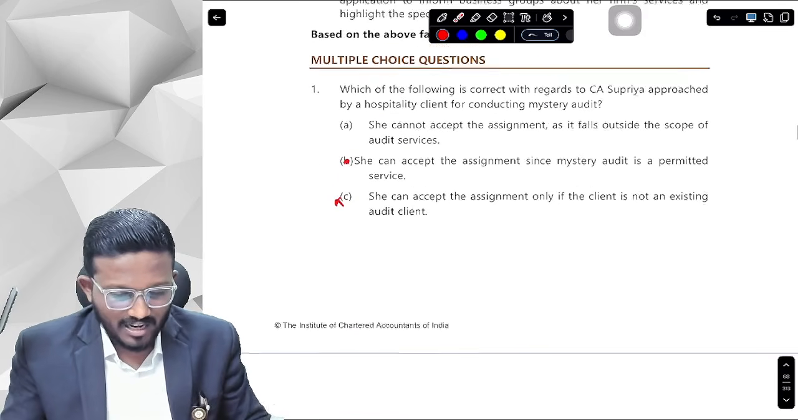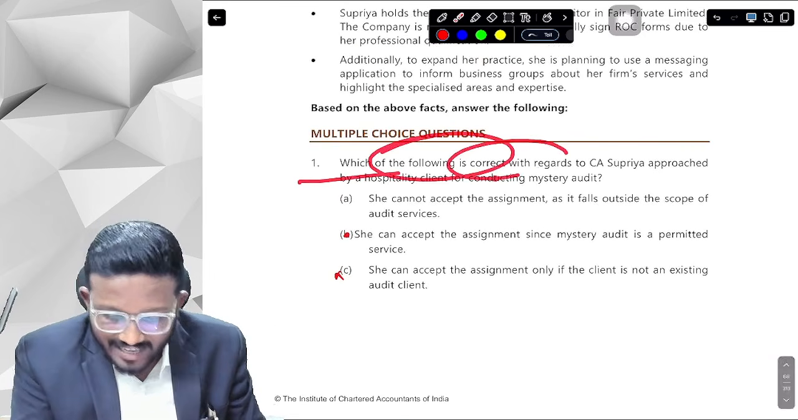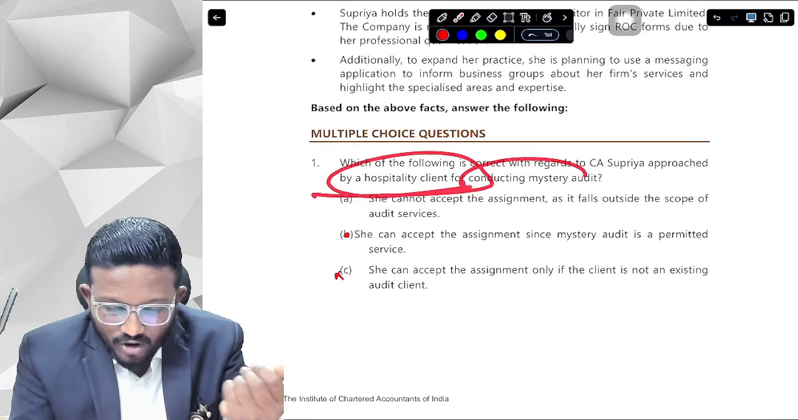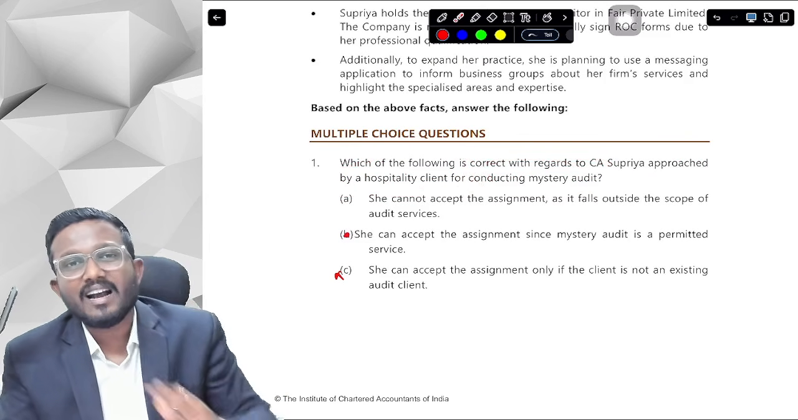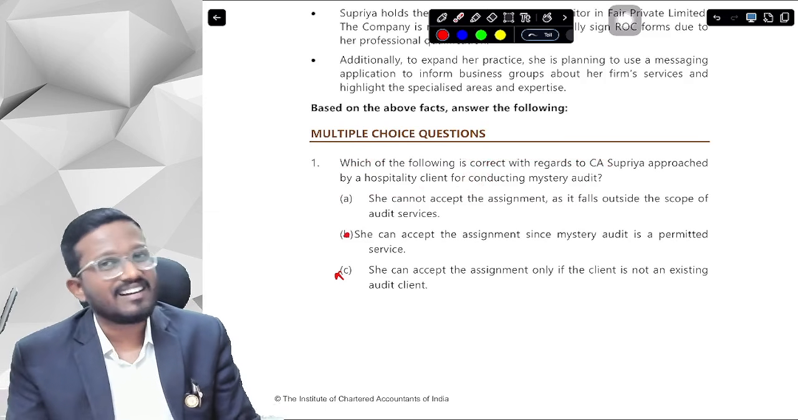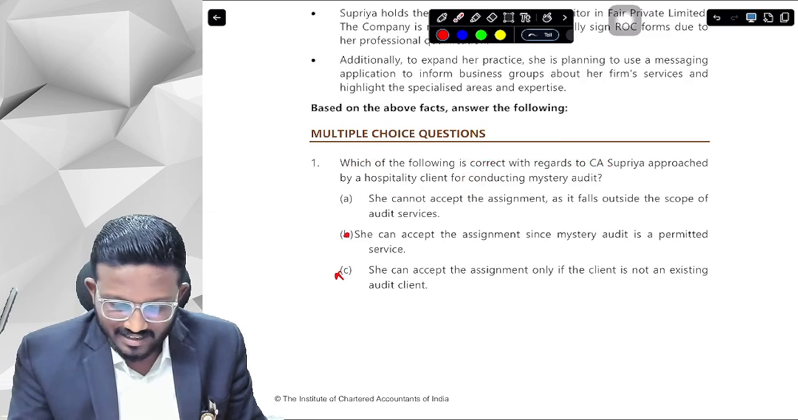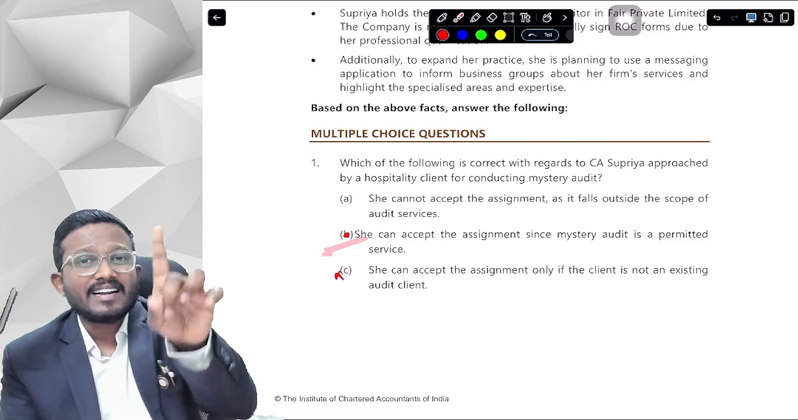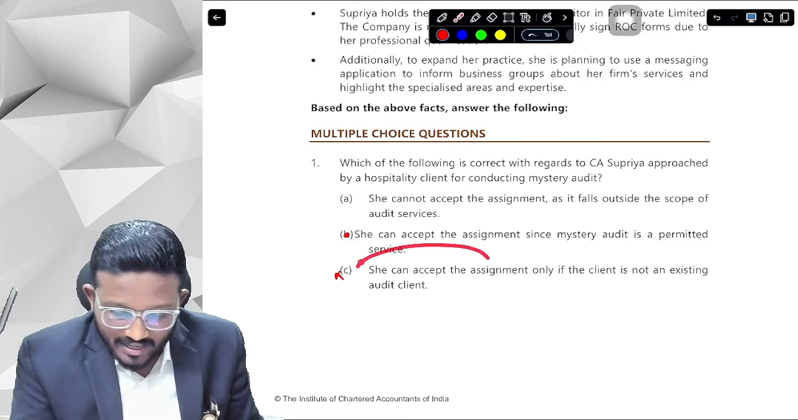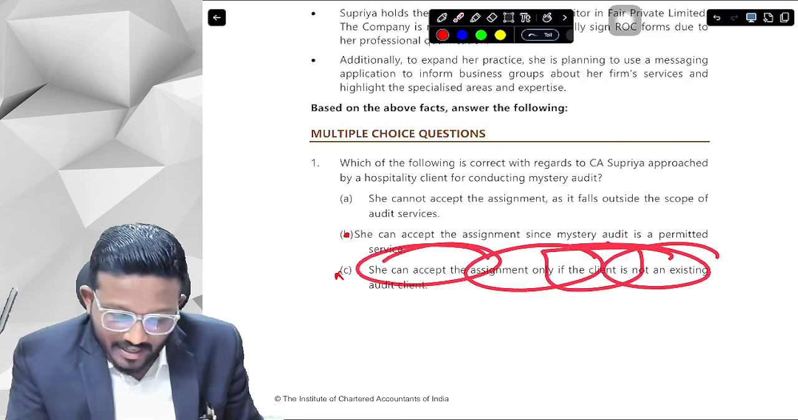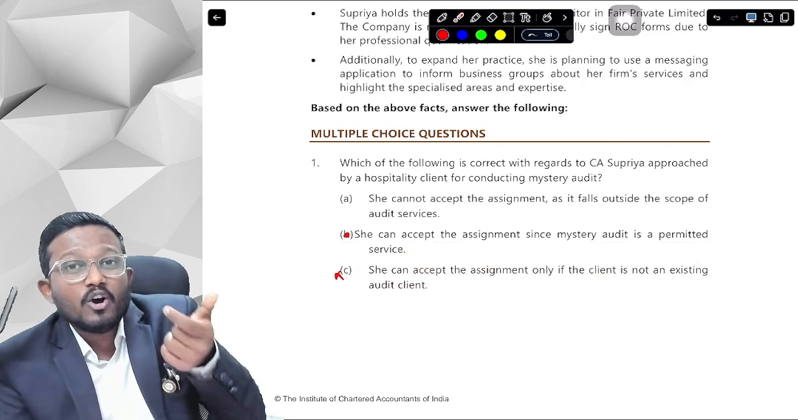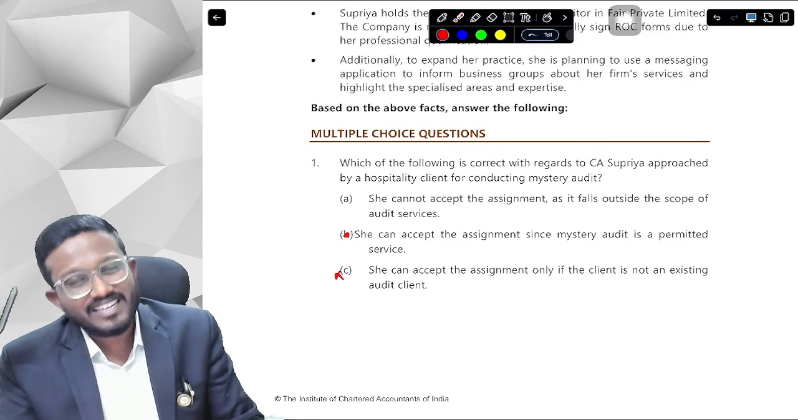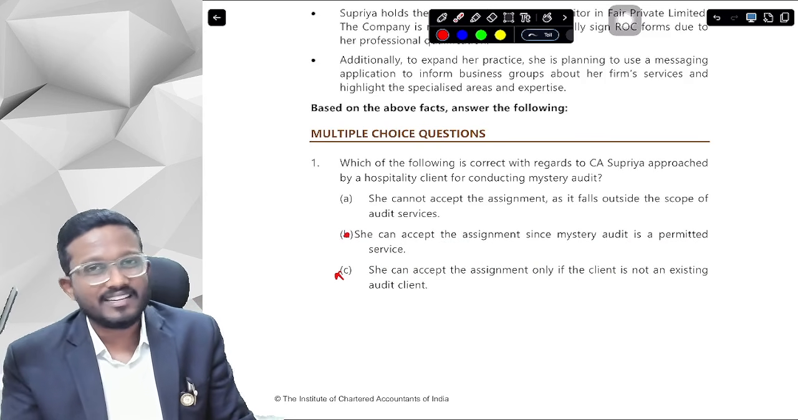What does case scenario number 11 say, sir? It says which of the following is correct regarding CA Supriya, who has been approached by a hospitality client for conducting a mystery audit. Can CA Supriya conduct a mystery audit? Yes sir, we can conduct a mystery audit because it is a permitted service. This is your correct answer. What is the incorrect answer, or which option can you get confused by? We can accept the assignment only if the client is not an existing audit client. Can we conduct a mystery audit for an audit client? Yes, we can conduct a mystery audit for an existing audit client as well. There is no bar on it, there is no limitation on it.